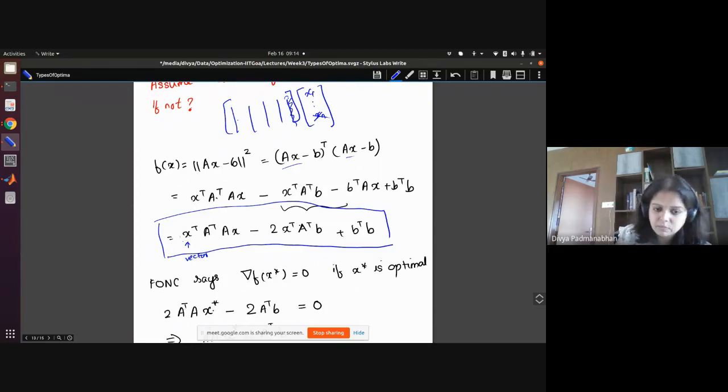Okay, so this is something that you can actually expand out the matrices A and take this product and just see for yourself that that's what you get. So if you take the gradient, this term is going to give you 2 A transpose A x star, and this is going to give you 2 A transpose B. So everything which doesn't have the x.